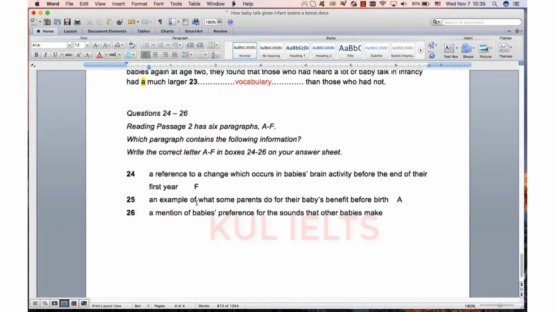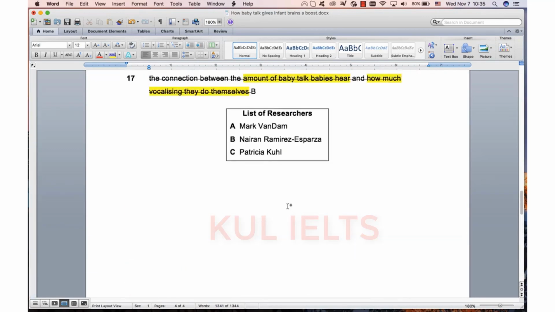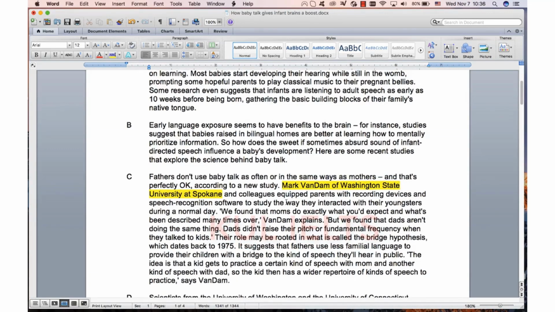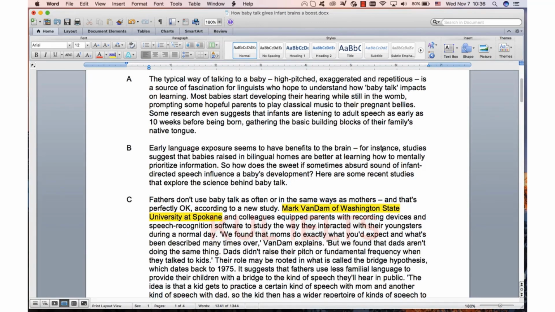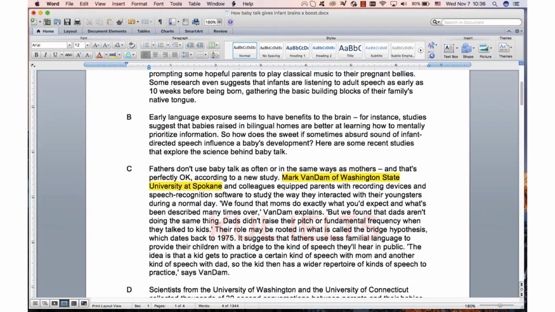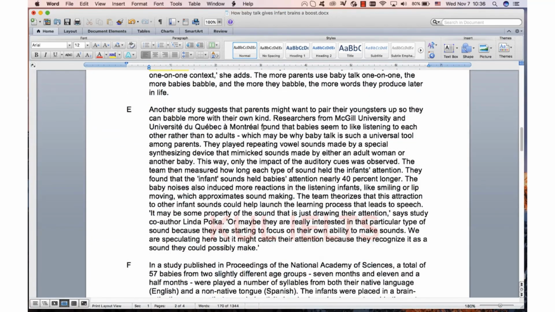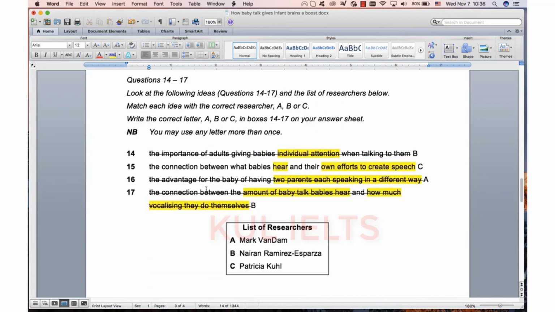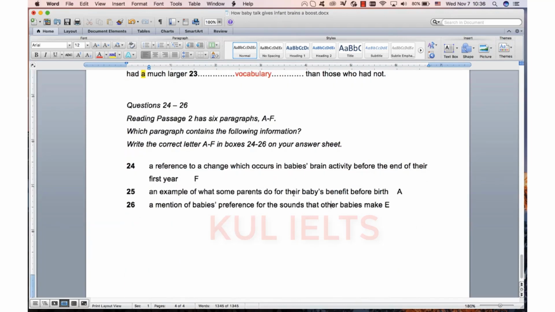Then the last one, a mention of babies' preference for the sound that other babies make. So it's probably B or E. It could be the other ones, but let's look at B. Studies, babies, bilingual, nothing. And E, the sounds that other babies make. Babies seem to like listening to each other rather than adults. To prefer other babies to each other. So that would be E. Not too bad. Okay, great.